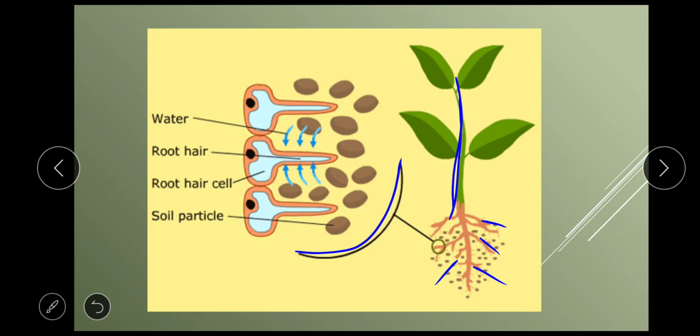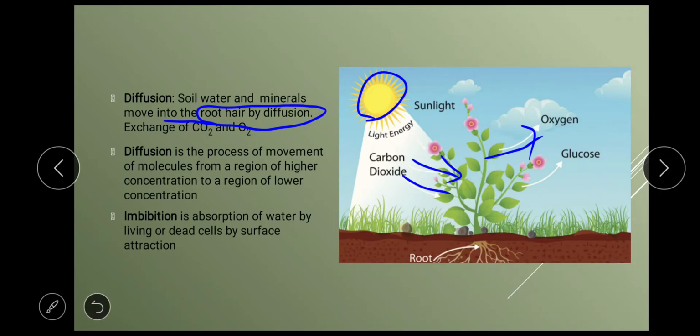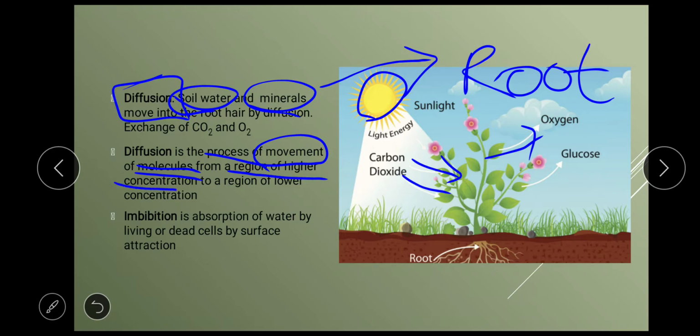Okay, now how this water travels, everything else in detail we'll study now. Okay, so first let's come here on this point. So you can see that the soil water and minerals, they enter the root hair. Okay, they enter the root, and they enter the root by which process? By the process of diffusion. Okay, so what is diffusion? Diffusion is the process of movement of molecules from a region of higher concentration to a region of lower concentration.